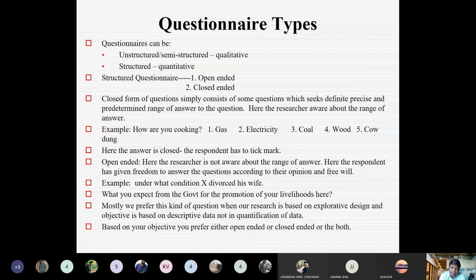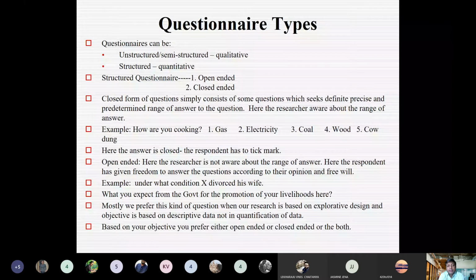So accordingly, he mentions in the questionnaire some kind of A, B, C, D, some kind of multiple choice, and you have to pick one. Suppose I ask the question, how are you cooking? And I already have the knowledge that people might be cooking through gas or electricity, using coal, wood, or cow dung. These are the major sources of cooking energy: gas, electricity, coal, wood, or cow dung. So here my questionnaire is closed. When I have given these five options to the people, they may tick which source of energy they are using for cooking.